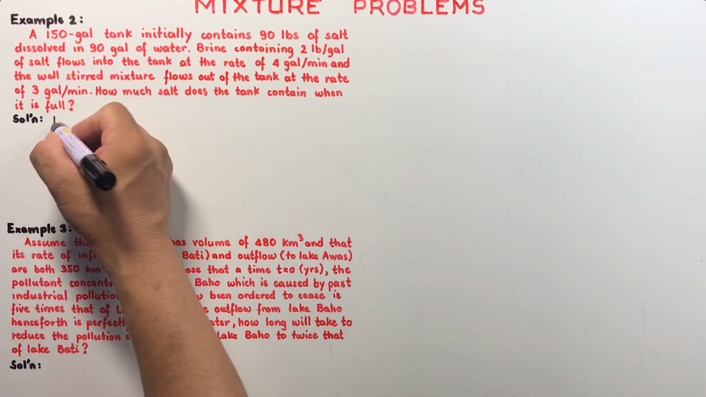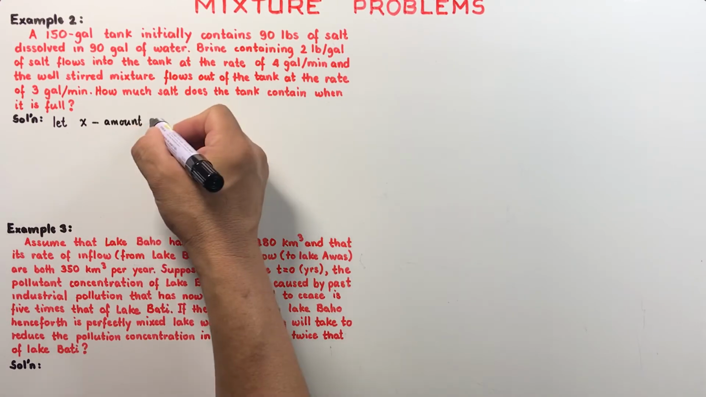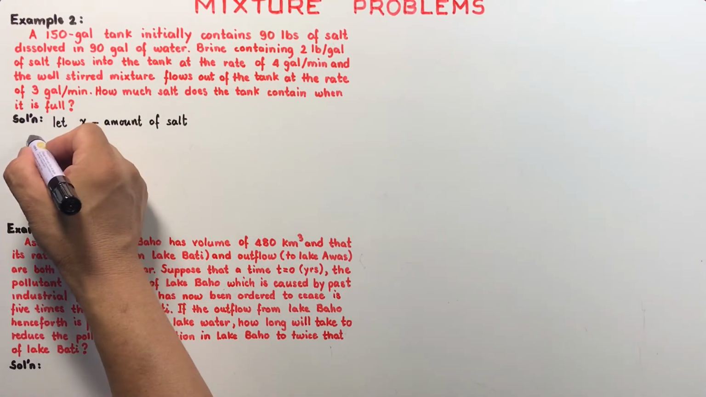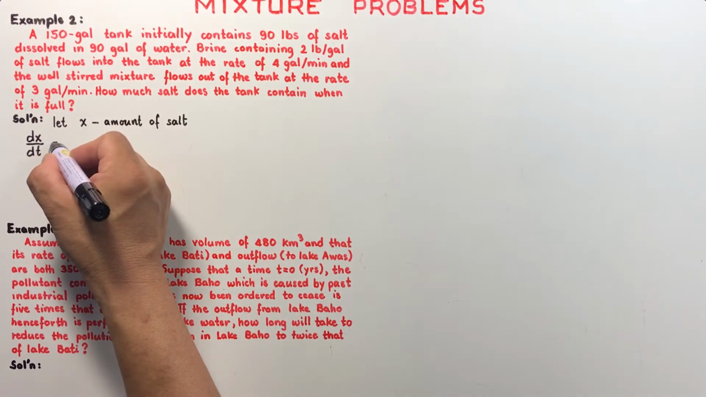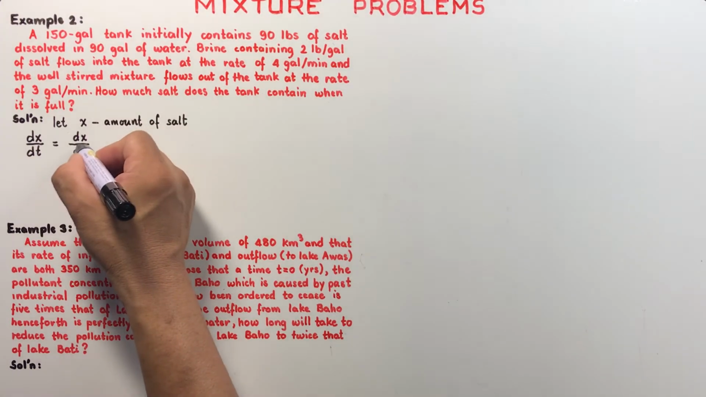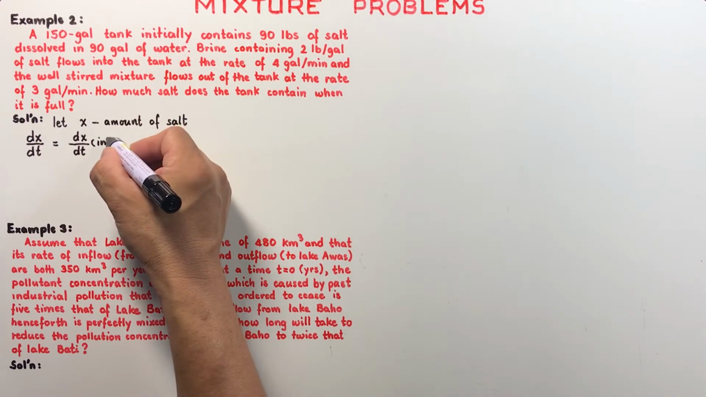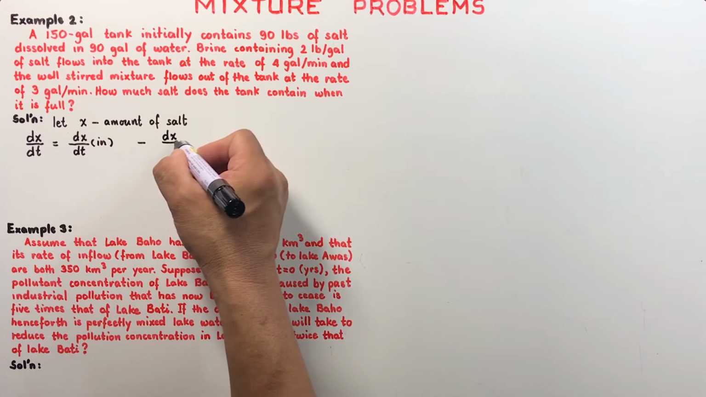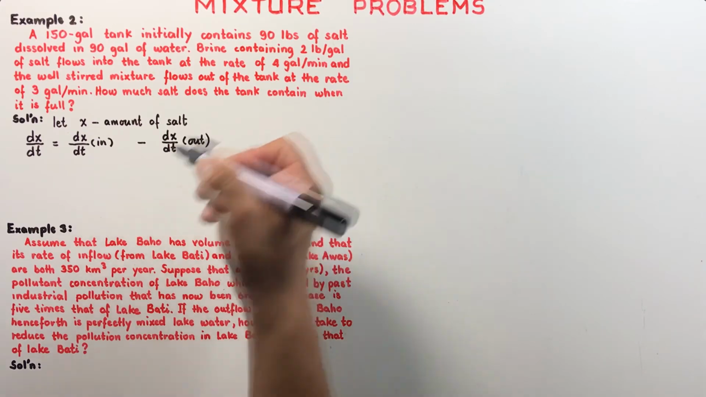So let's represent the amount of salt inside the tank. Let x be the amount of salt, which can be represented using calculus as dx/dt, the rate of change of the salt, because there is an inlet pipe flowing into the tank, but there is also a solution flowing out of the tank because of the outlet pipe.